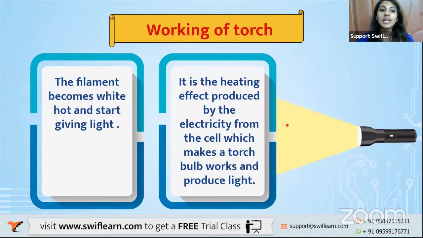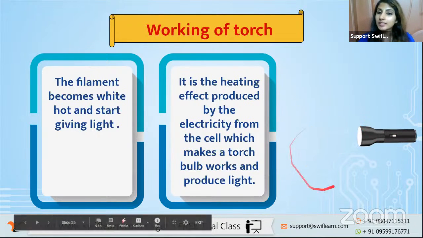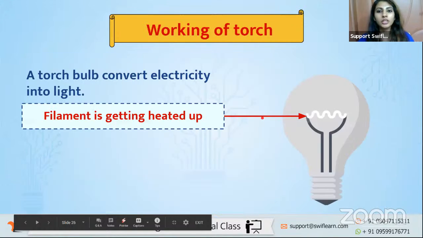Now, when the filament is getting heated up, what will happen? It becomes white hot, and then it starts giving too much light. So it is this heating effect produced by the electricity from the cell which makes a torch bulb work. And this is how the light is produced. Okay, children, understood? Very good.